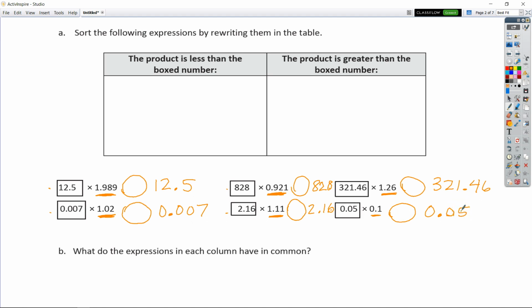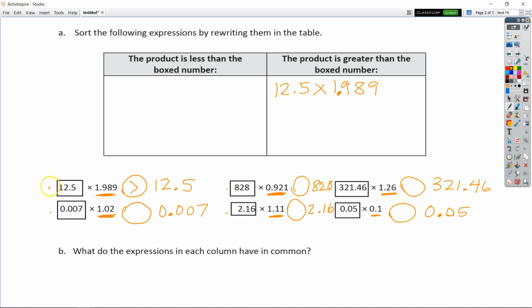All right, so let's take a look here. All I have to do is say, is my scaling factor greater than, less than, or equal to 1? In this case, none of them are equal to 1, so is it greater than or less than 1? I know that this is greater than 1. Once you say 1 and, you know it's greater than 1. 1 and 989 thousandths is greater than 1. So that's going to go on this side, because this scaling factor is greater than 1, when I multiply that scaling factor by 12 and 5 tenths, it's going to be greater than 12 and 5 tenths.